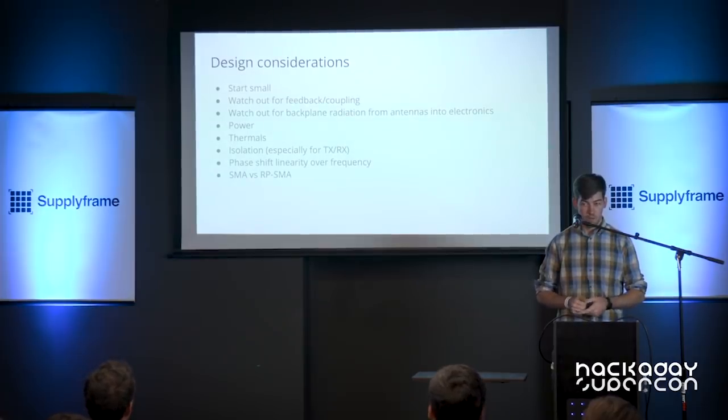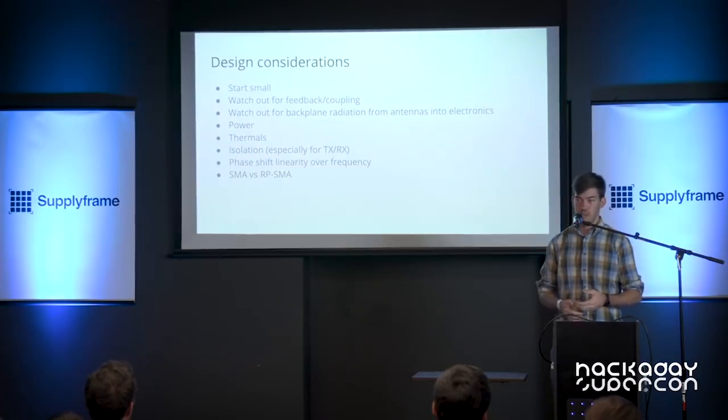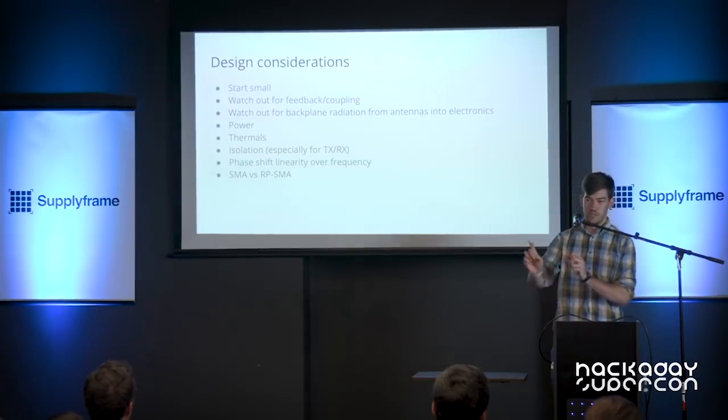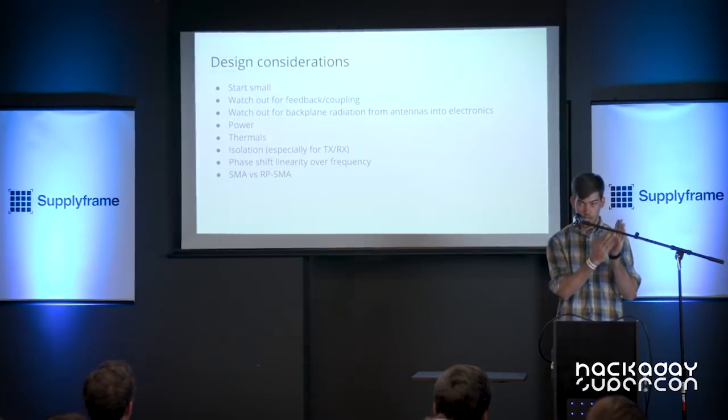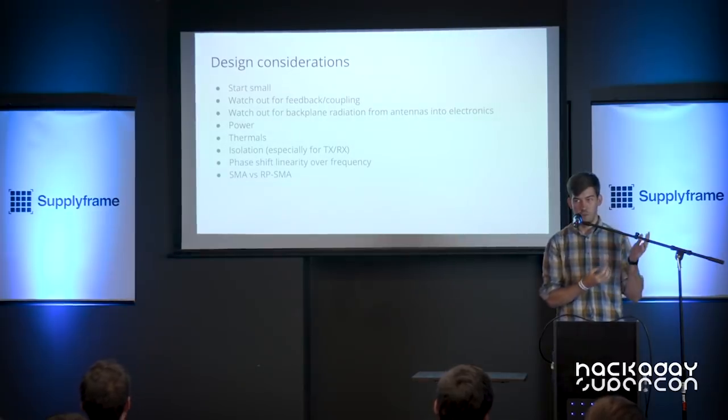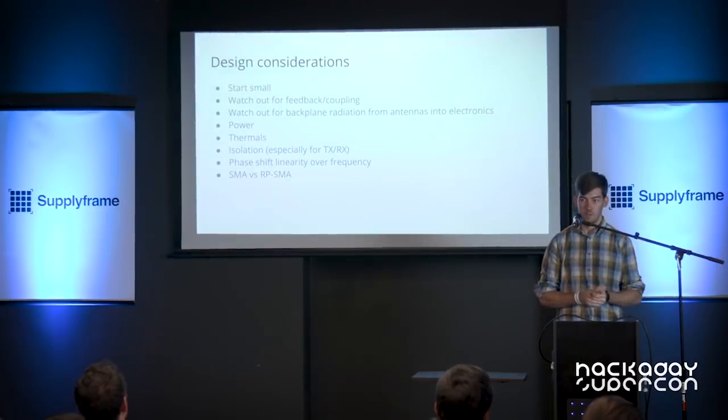You should watch out for backplane radiation from your antennas. Even if you're using a directional antenna, you may think, oh, my patch antenna, it only transmits in this direction. It's fine. But actually, there is a small amount of backplane radiation on the other side of the antenna. And if your electronics are right up against your antenna, then you can easily radiate into them and, worst case, blow them up. Best case, swamp your receiver. The best way to deal with that is shielding.